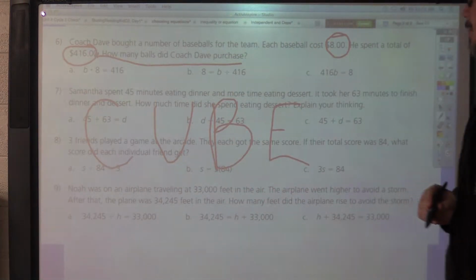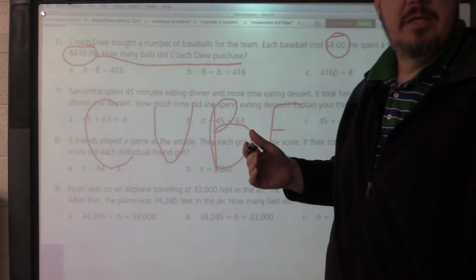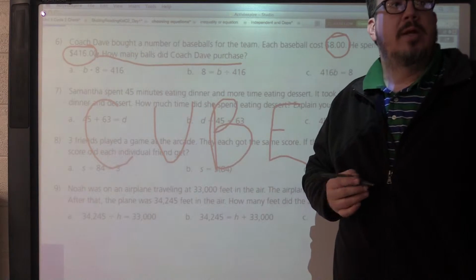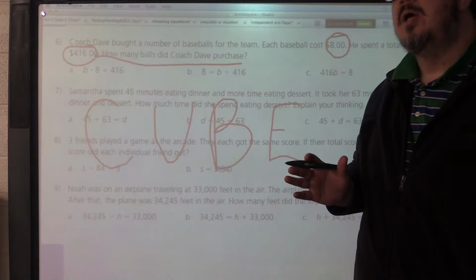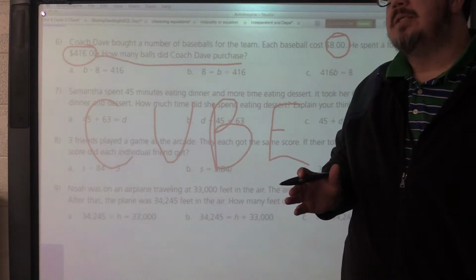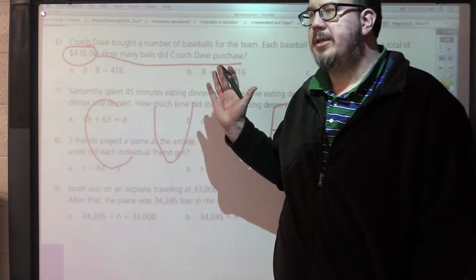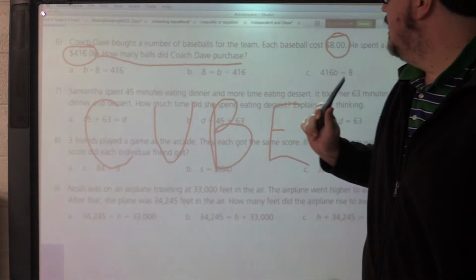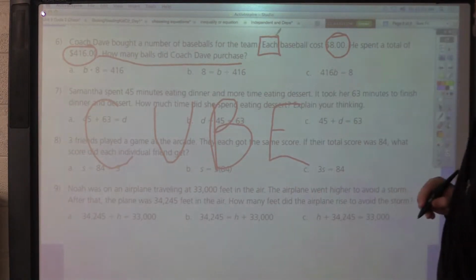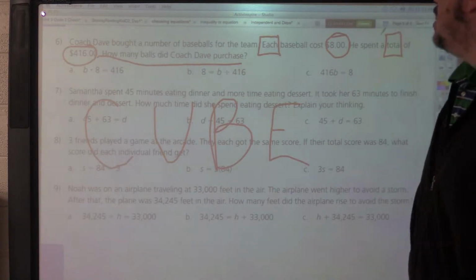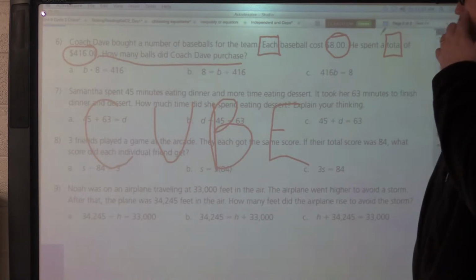So I underline that. I'm going to put a box around words that kind of give me an indication of what operation I'm dealing with. Because when you're working on matching an equation to a particular story problem, you want to make sure that you have the right operation, because some of these, if you use an inverse operation, you can figure out the correct answer, but you want to write down exactly the way it's phrased. Now it says that each cost $8. He spent a total of $416. How many balls did Coach Dave purchase?